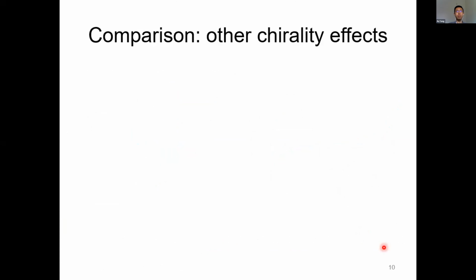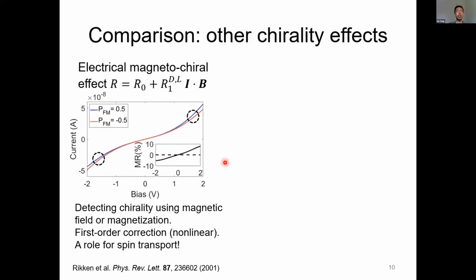So how does our conclusion compare to other chirality-related effects? There's one known effect that can detect chirality using electron transport experiments, and that is called the electrical magneto-chiral effect. It was discovered by Riken in 2001, and it essentially describes that the resistance of a chiral conductor depends on chirality. So when you put it in the magnetic field B, it depends on whether it's D or L chiral, and then the charge current flowing through it, and then the magnetic field B. So it tells us that we can detect chirality using a magnetic field.